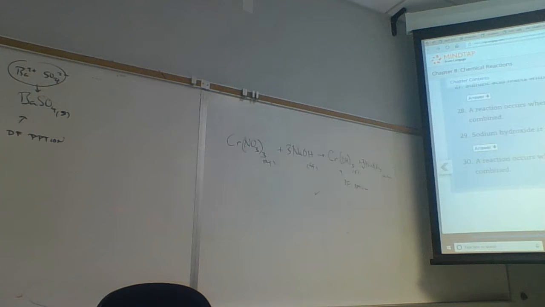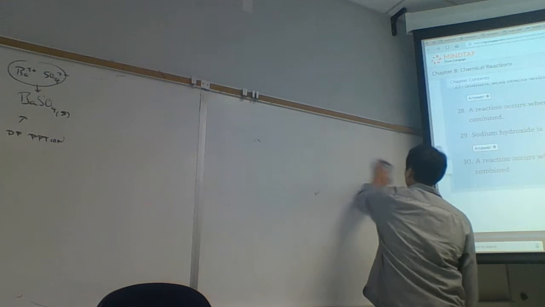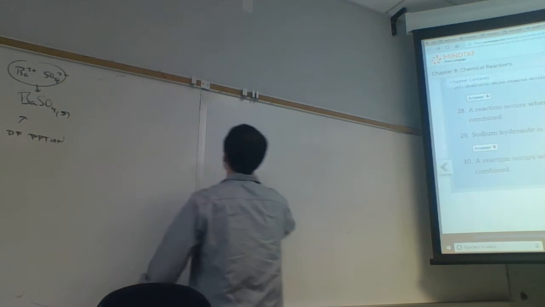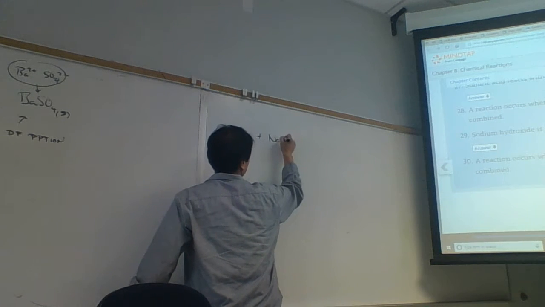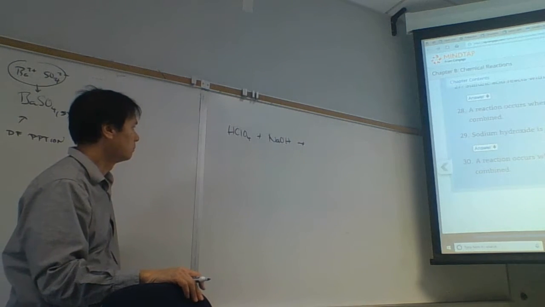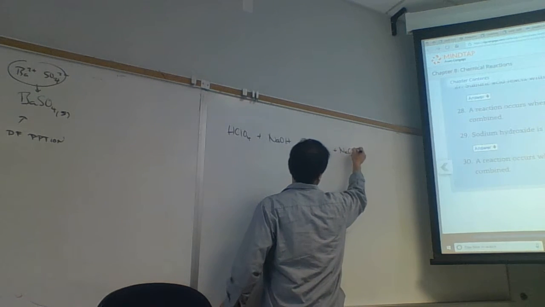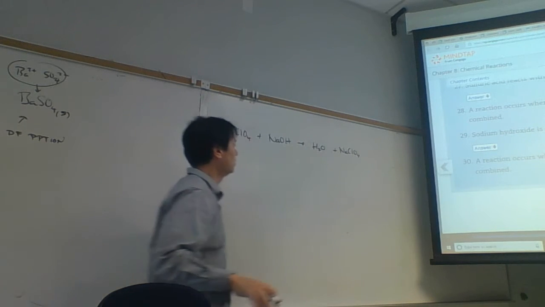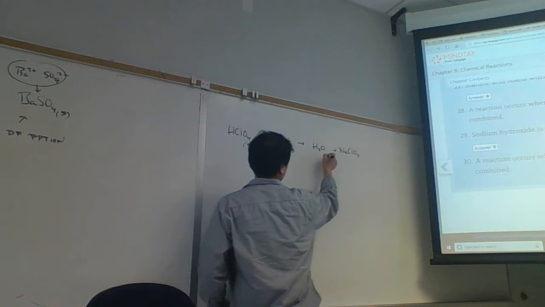Let's go on to the next one. 28. A reaction occurs when aqueous solutions of perchloric acid and sodium hydroxide are combined. The reaction occurs when we take perchloric acid. What is the formula for perchloric acid? HClO4. And sodium hydroxide, this is the NaOH. What does this form? Water and NaClO4, sodium perchlorate, it's called. And so this is aqueous, this is aqueous, water is a liquid.